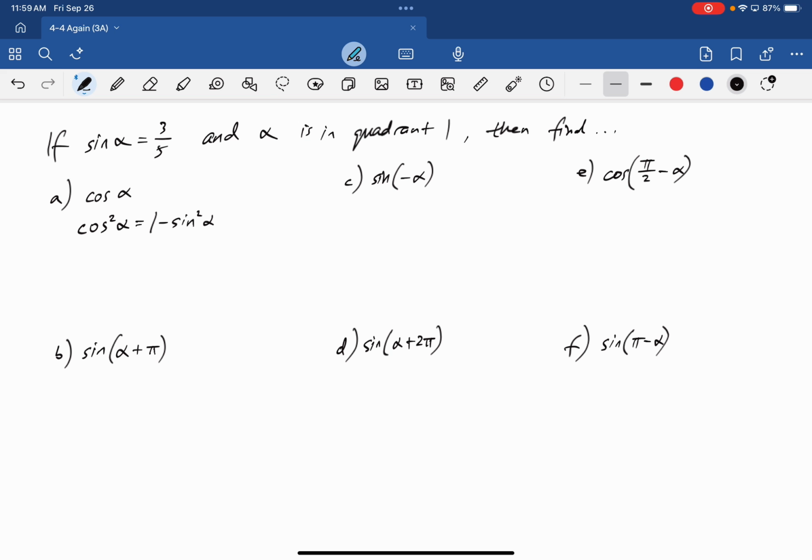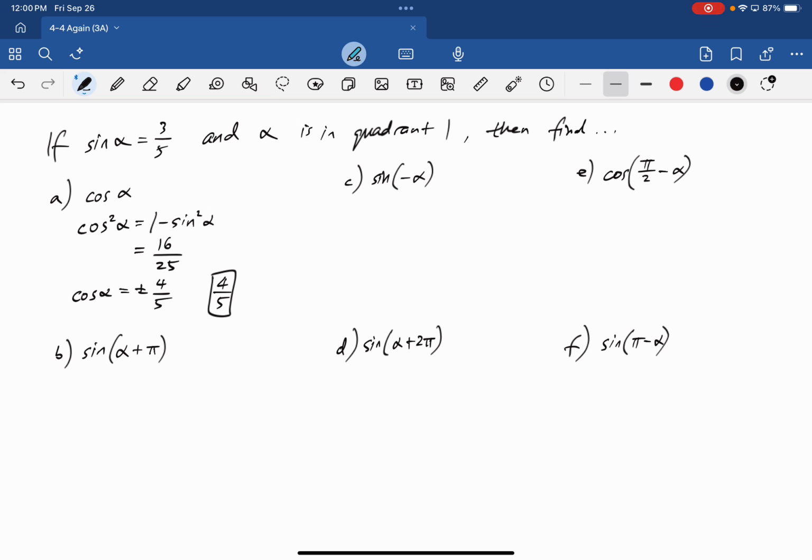Cosine squared is 1 minus sine squared, right? Because of the Pythagorean identity. So that means cosine squared is 16 over 25, which you can check at home. Which tells us that cosine alpha is equal to plus or minus 4 over 5. But we're only going to choose the positive value because alpha is in quadrant 1, which tells us that cosine must be positive. The answer is 4/5.